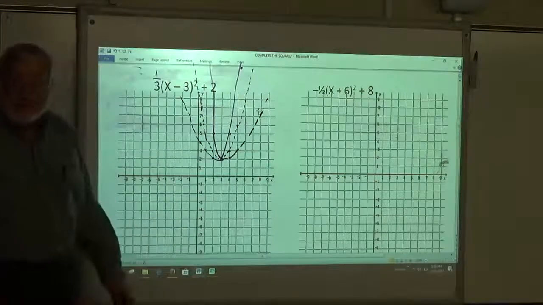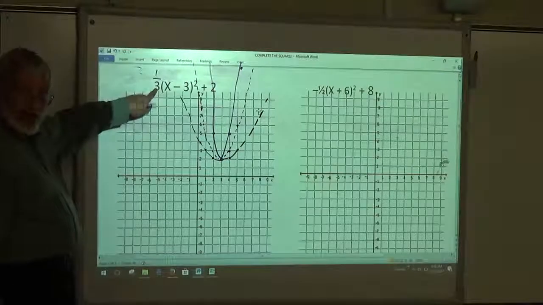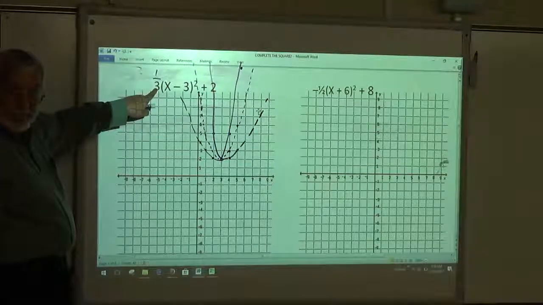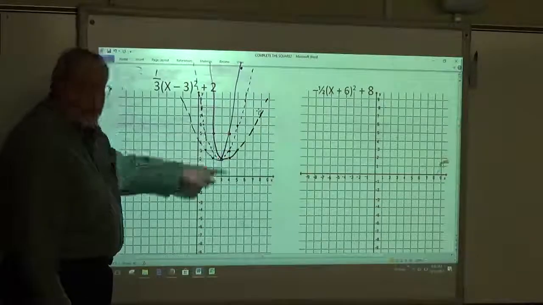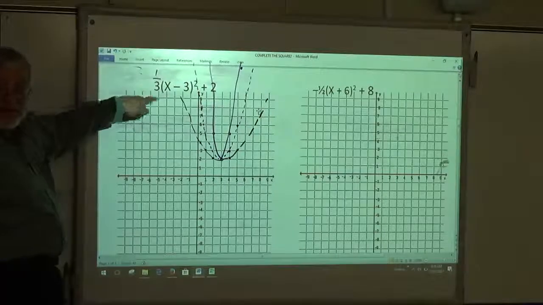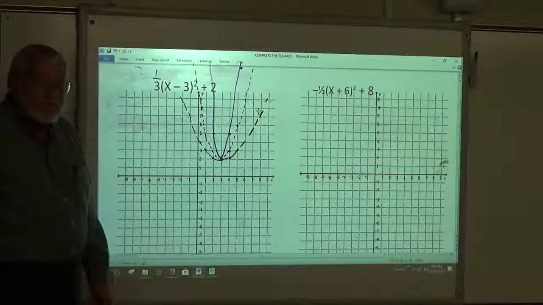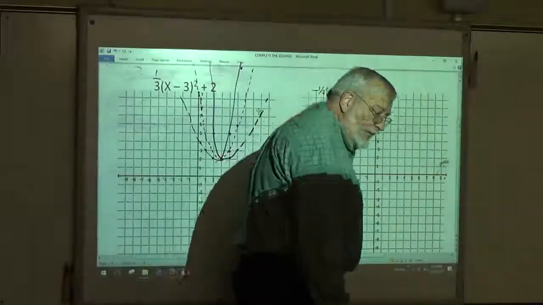It's important to know that, because visually, when you look at this vertex, you check over 1, up 1 and see if the graph is on that point. If not, then this is not a 1, it's something else. So if I go over 1, up 1, 2, 3, then I know that the 1 was multiplied by 3, and I'm looking for this in my answer key. Does that make sense? Good.